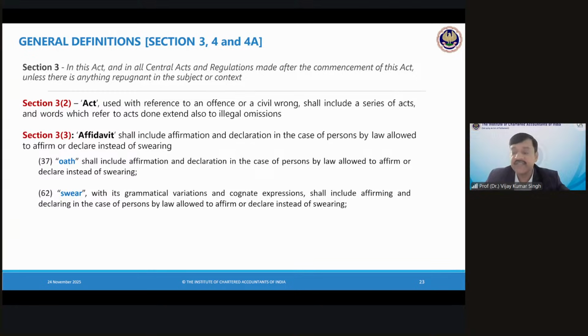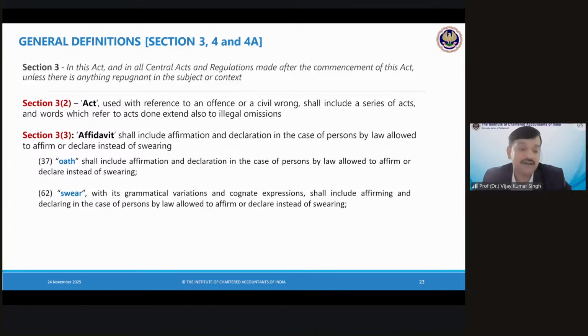Then there is a definition of oath. Section 3 subclause 37 defines oath, and it says oath shall include affirmation and declaration in the case of persons by law allowed. This term is also very important: in the case of persons by law allowed. So who can affirm, who can swear? These are the people who are by law allowed to affirm and declare, right? Everybody is not allowed to affirm. For example, a minor cannot affirm, cannot declare. They cannot enter into an oath. One has to be major, one has to be fulfilling all requirements of swearing an affidavit. Then only they can do it.